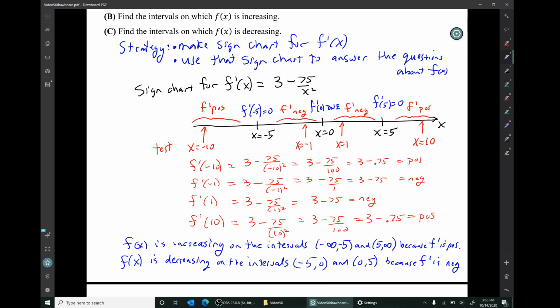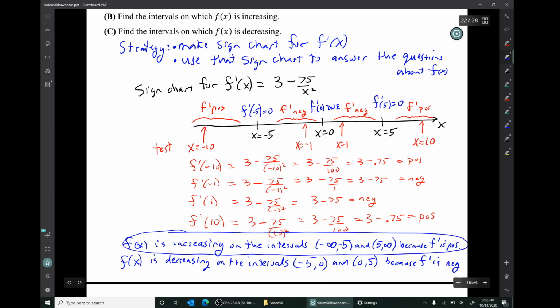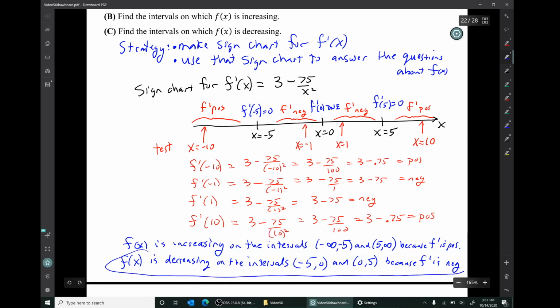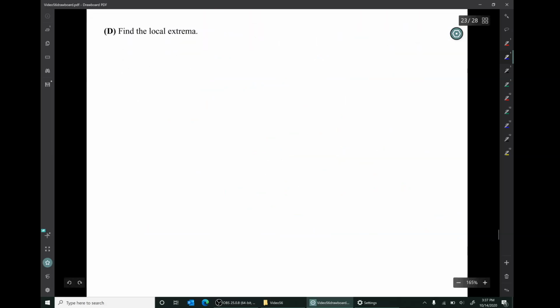So there's our conclusion. F of x is increasing on these two intervals because f prime is positive. Remember that I state that in a sentence and I say why and I use the noun. F of x is what's increasing, f prime is the thing that's positive. And f of x is decreasing on the intervals -5 to 0 and 0 to 5 because f prime is negative there. Let's go on.